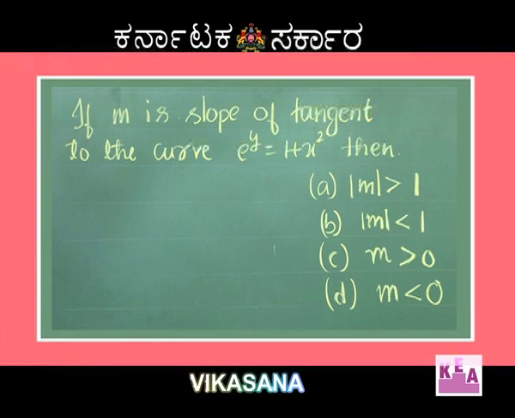Let us start with the first question. The first question is like this. If m is the slope of the tangent to the curve e power y is equal to 1 plus x square, then mod m greater than 1, mod m less than 1, m greater than 0, m less than 0.